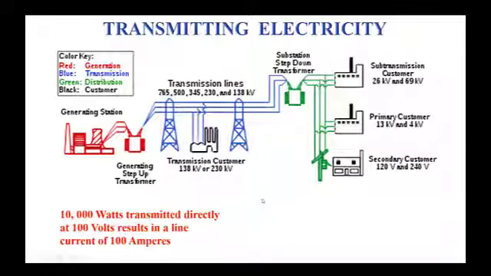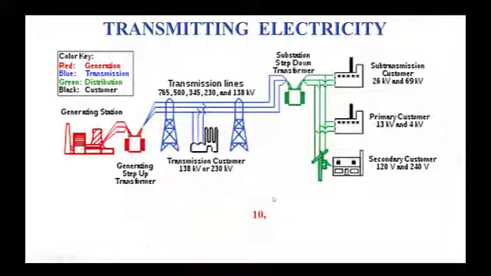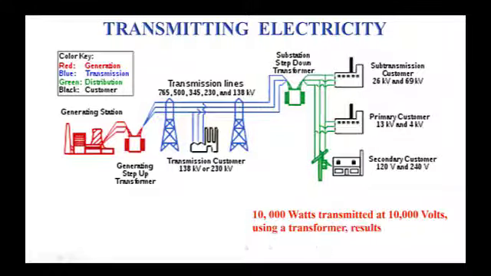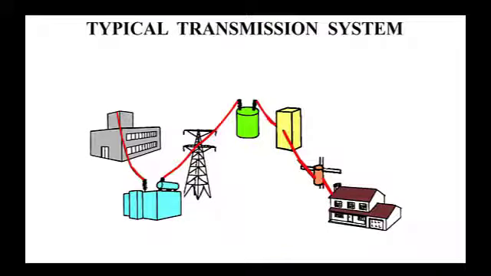So if we use a transformer and I still send out 10 kilowatts, but in this case I'm going to send it at 10,000 volts because I've used a transformer, now my current's only 1 amp. So you can see that the power losses in those lines are much lower, and the conductors required to carry the lower current are much less expensive. Here's another representation.